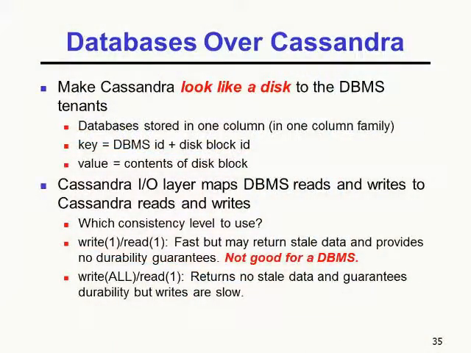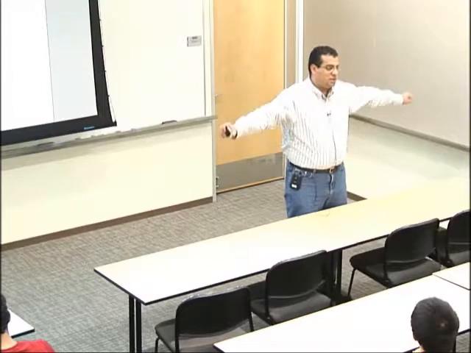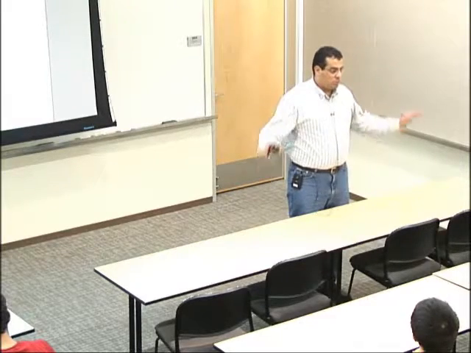Okay, so this is an overview of Cassandra. So what did we want to do with Cassandra in this project? We want Cassandra to look like a disk to the database system. So a scalable, elastic, highly available, transcontinental disk. So what we're going to store in Cassandra is disk blocks.